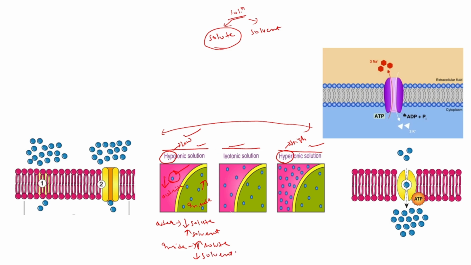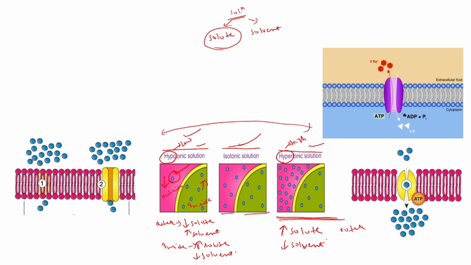Isotonic means the outer side and the inside are all the same. This is called the ideal condition of the isotonic solution. This is the hypertonic solution. In the hypertonic solution, the outer condition contains more solute at the outer. That means low solvent is present at the outer.